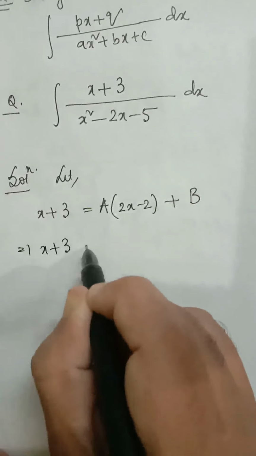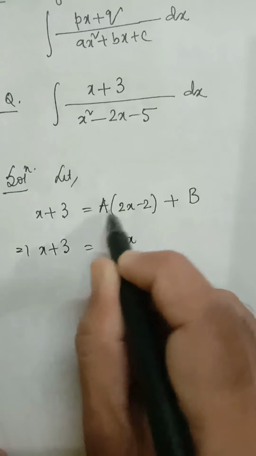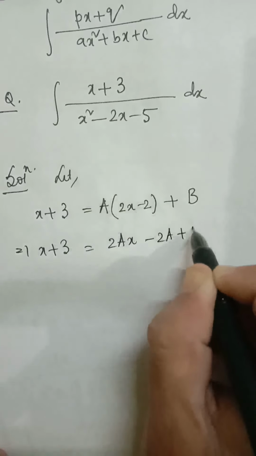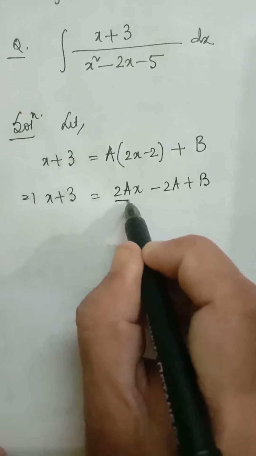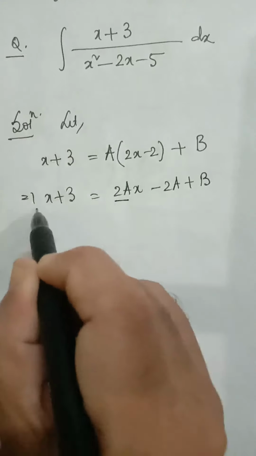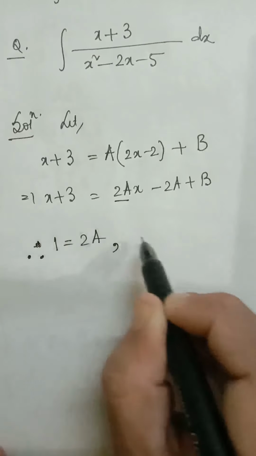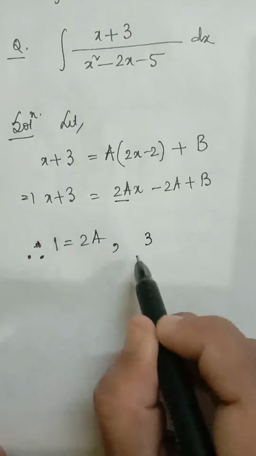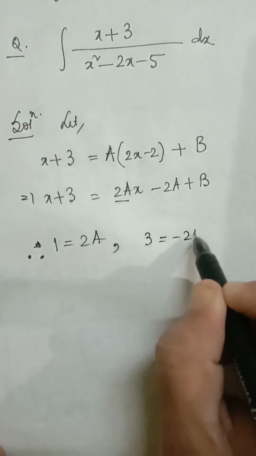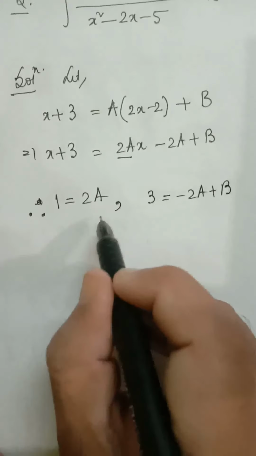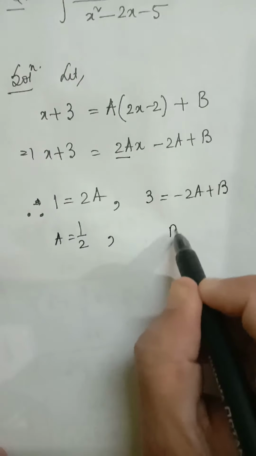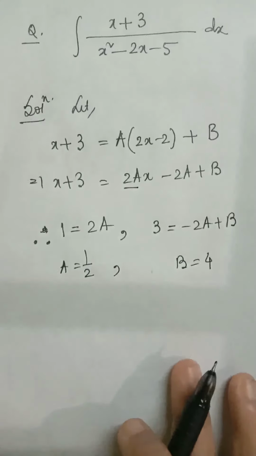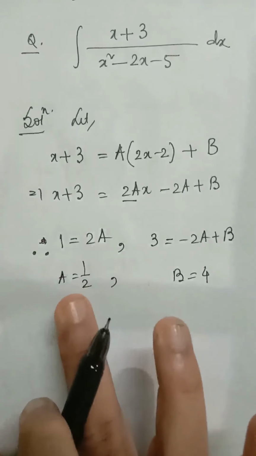So x + 3 equals 2ax − 2a + b. If we compare the coefficient of x, on the right hand side it is 2a, on the left hand side it is 1. So comparing, we get 1 equals 2a, and 3 equals, the constant on the left hand side is 3, on the right hand side the constant is −2a + b. Now 2a = 1 means a = 1/2. If we put 2a = 1 here, b will be 4. Okay, now we got the values of a and b.